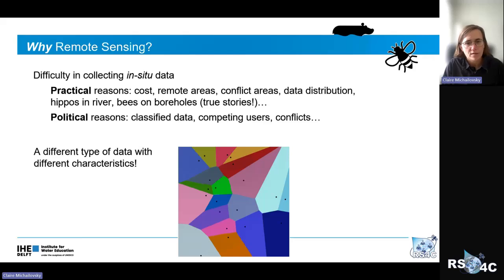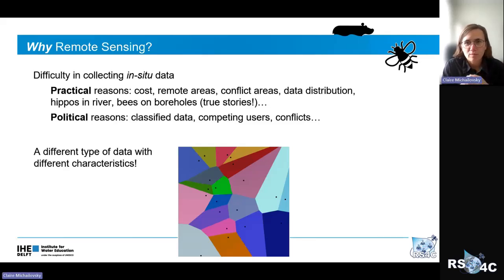Whereas with remote sensing, we'll get a spatial data set. So that's why we're interested in remote sensing. It can help us in areas where we can't get the in situ data, but also it can give us a new type of data which we didn't really have access to through other means.